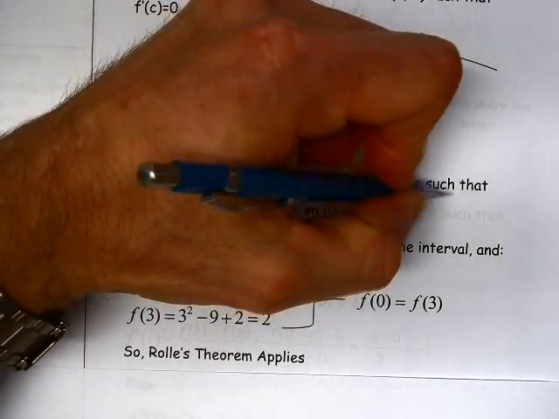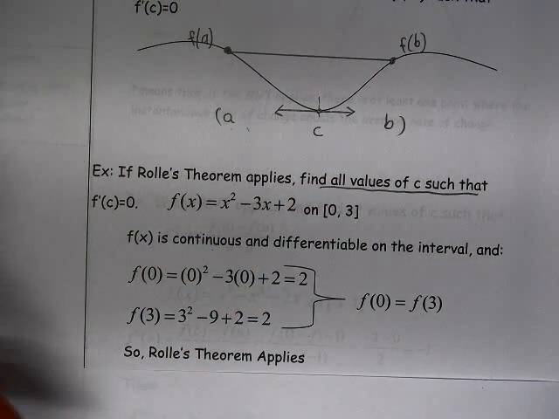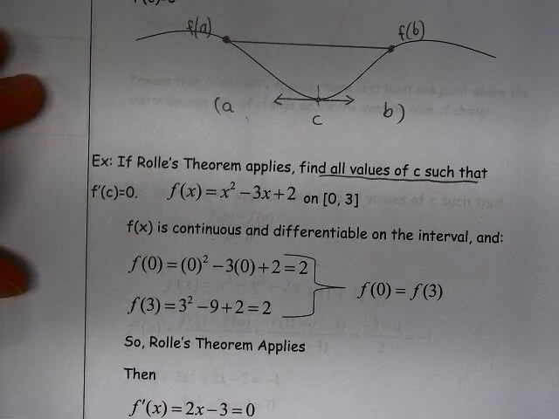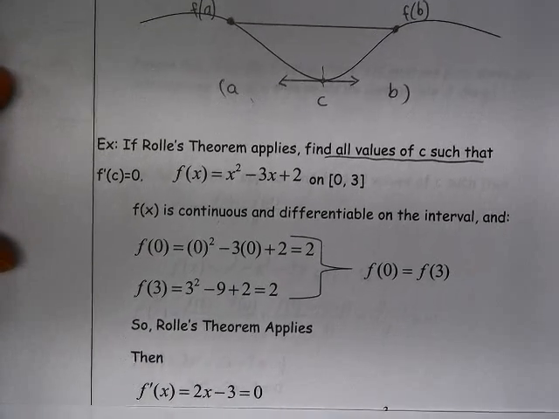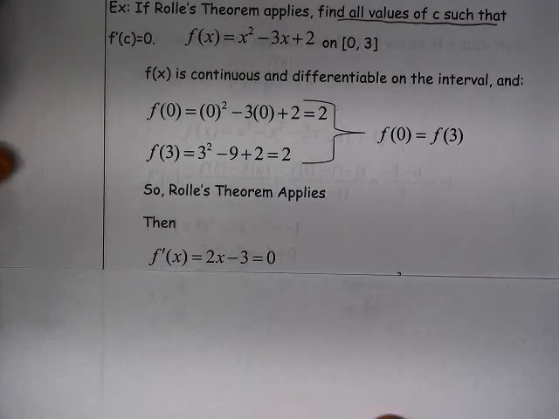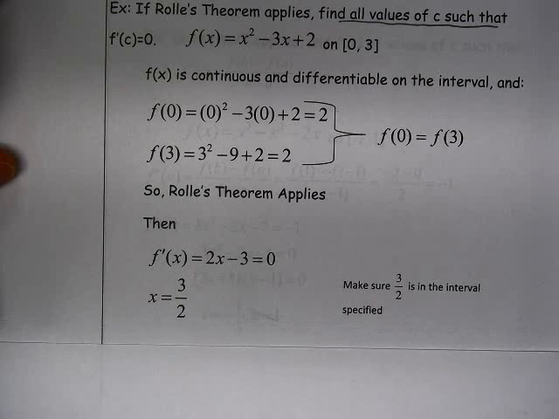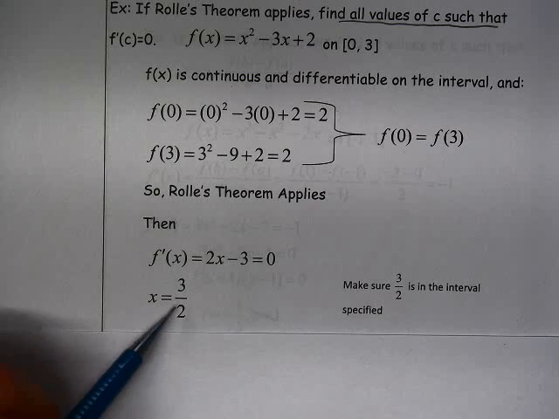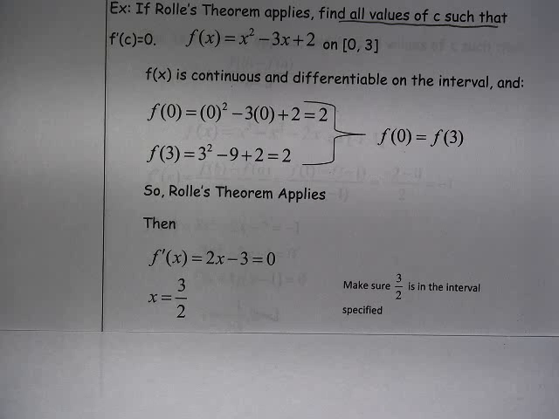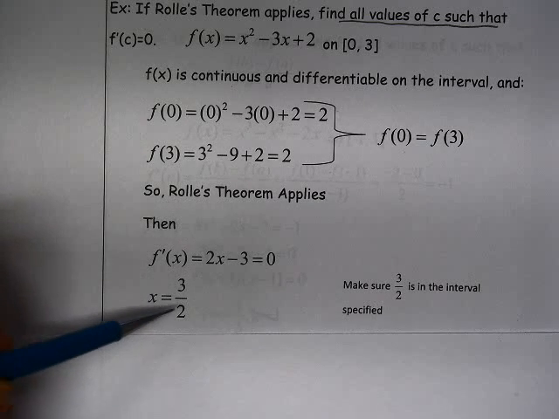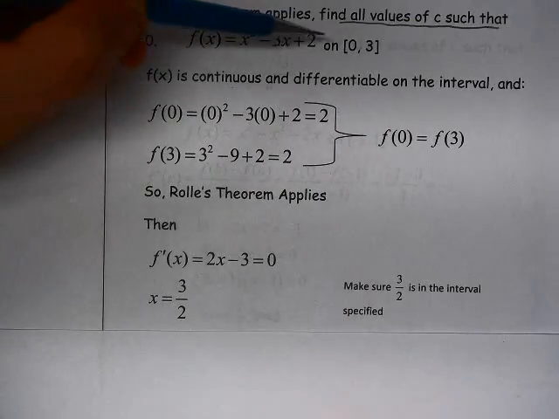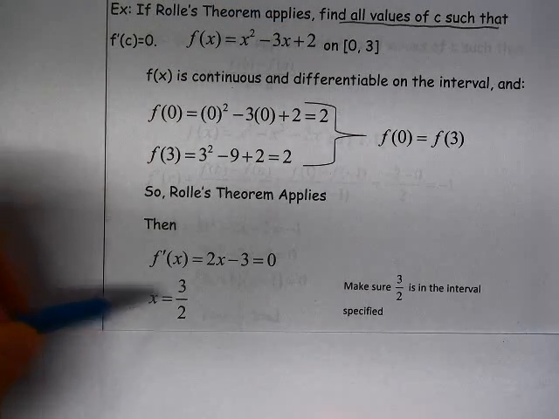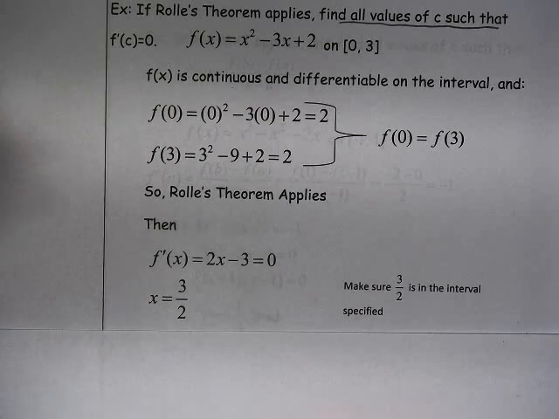Now I want to find out where that derivative is equal to 0. So I want to find the values of c such that f prime of c equals 0. So I have to take the derivative of the original function and set it equal to 0. And here, when I take the derivative, I just get a linear equation set equal to 0. I solve for x, I get 3 over 2. So I find that x equals 3 over 2. I have to make sure that that's in the interval that I was given. So the interval was from 0 to 3. Yes, indeed, 3 over 2 is in that interval, so that's my answer. That's the c value for which the derivative is equal to 0.